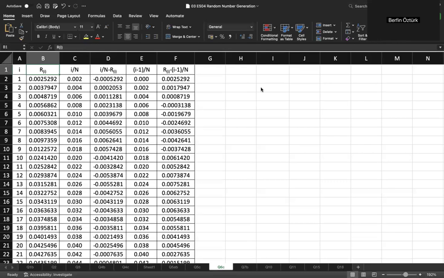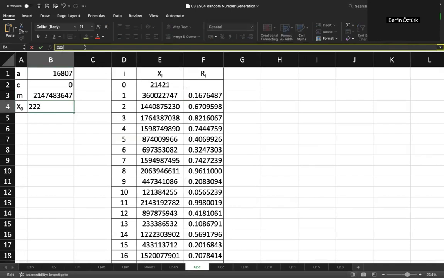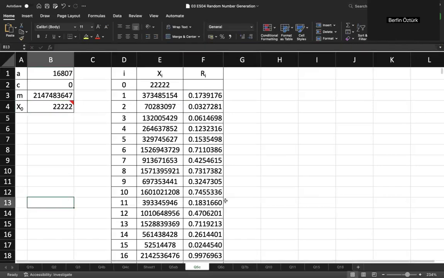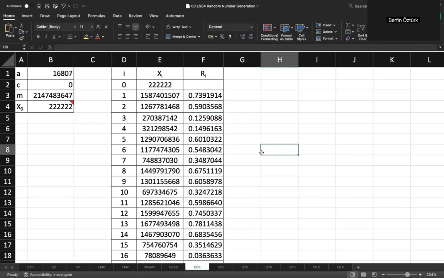And okay, let me start. It says generate n equals 500 random numbers using the LCM, linear congruential method, with parameters. Okay, it's the same as 5C, right? So I don't have to change it to my student number. It should stay like this. Was it 22? Okay, let me add another 2 here. Okay, this was the original one.